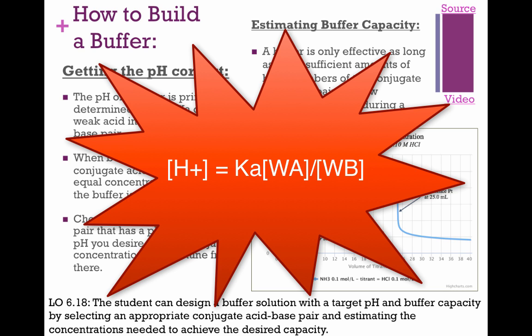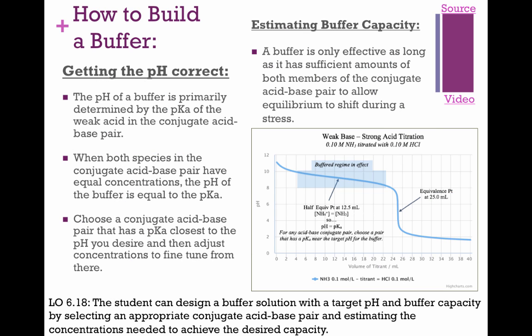How can I rearrange this to solve for H plus? Multiply by HA and divide by A minus. So we get Ka times weak acid over conjugate base. That's the buffer equation that you guys had to use. So if you have to find the pH of a buffer, that's what you can use.